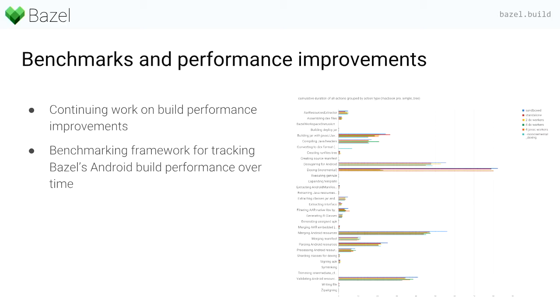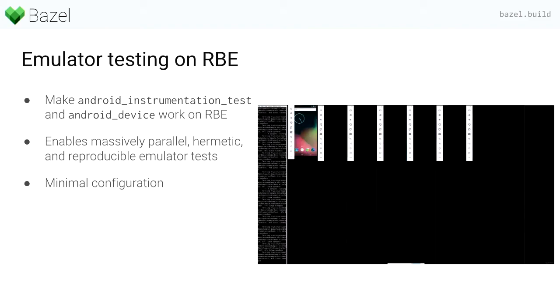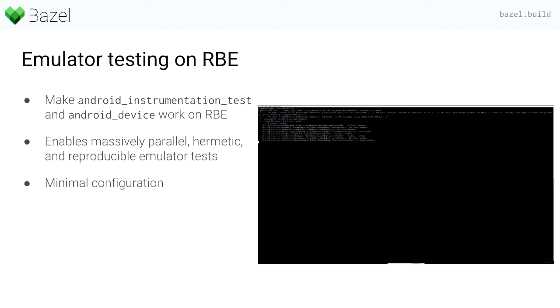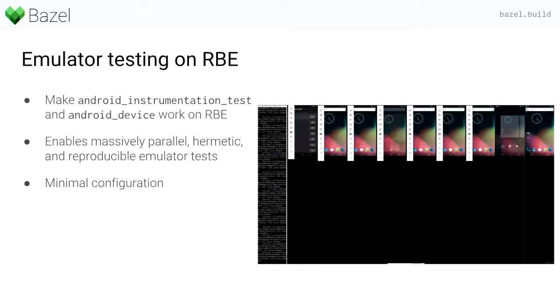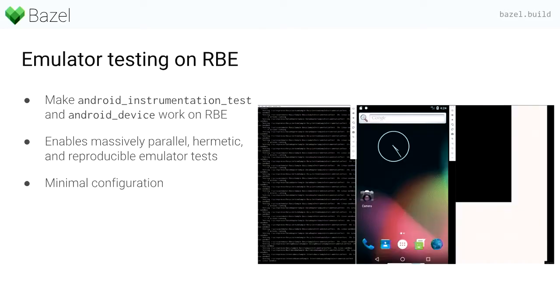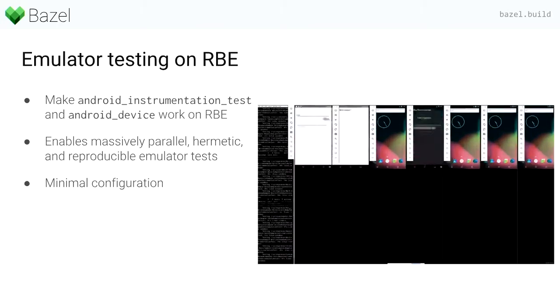More work on performance improvements. We are trying to come out with a benchmarking framework for tracking Bazel's Android build performance over time. Emulator testing on RBE. This is a big one, because right now, if you want to launch 9 emulators on a local machine, you need a very beefy machine. If we can do that on RBE, that would be amazing, like 100 emulators at the same time, with minimal configuration, so no changes to existing build.